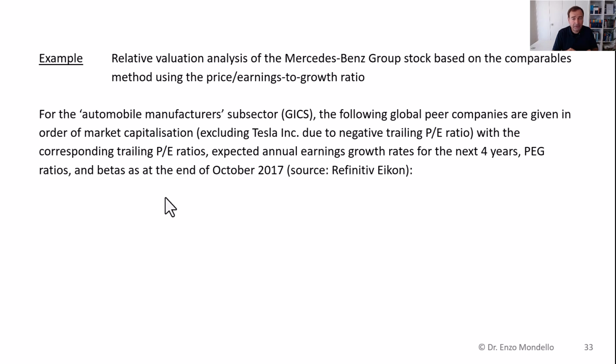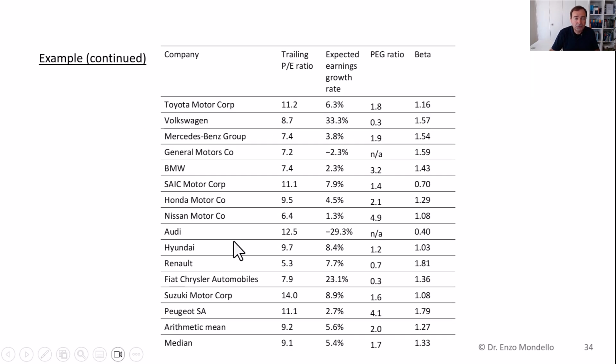Tesla is excluded because of its negative trailing PE ratio. The table shows the corresponding trailing PE ratios, expected annual earnings growth rates for the next 4 years, the PEG ratios, and the betas as at the end of October 2017. So we see here the trailing PE ratio, and we see as well in this table the trailing PE ratio of Mercedes-Benz Group, which is 7.4.